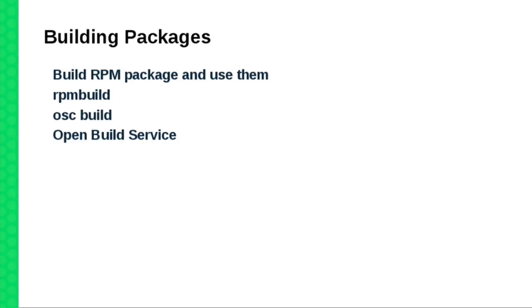So for building images and building packages, if you're in an RPM world, build RPM packages. RPM build is one way of doing it, but that touches your system. The Open Build Service client can do the building in such a way that it is separate from your system, so that you can reproduce it. Or you can use a service like the Open Build Service that allows you to build on a remote host for you. And I will talk more about the Open Build Service. By the way, if there are any questions, feel free to ask.